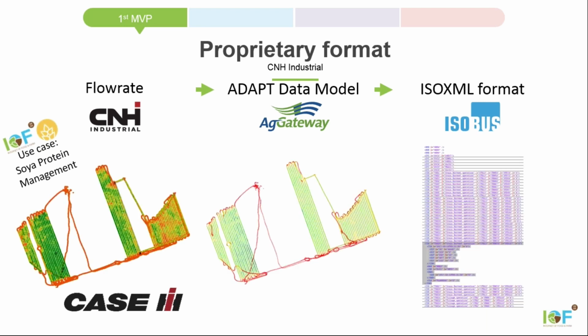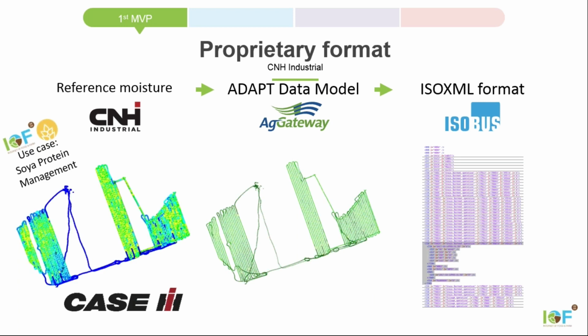And here you could see the flow rate. Again, left the CNH proprietary data format, the middle the flow rate in the ADAPT data model, and on the right the ISO.xml. And here the reference moisture.